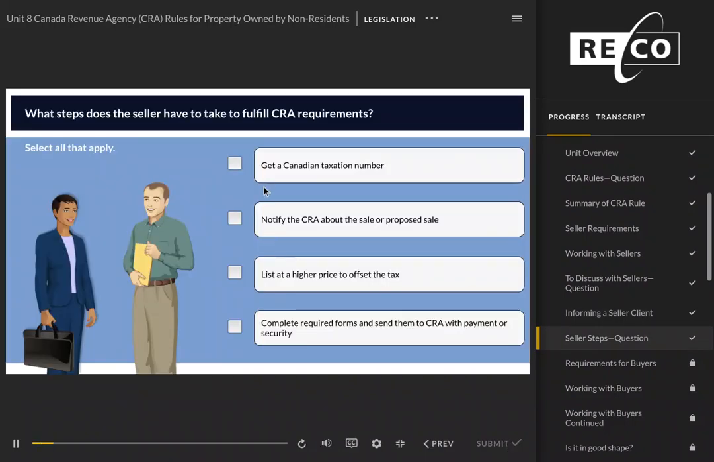On Shannon's advice, the seller client sought an opinion from the CRA and confirmed that he is considered a non-resident of Canada due to the time he's lived abroad. He will have to pay taxes on the sale of the property, so he needs to start the paperwork. What does the seller need to do to fulfill CRA requirements for the sale of their property?